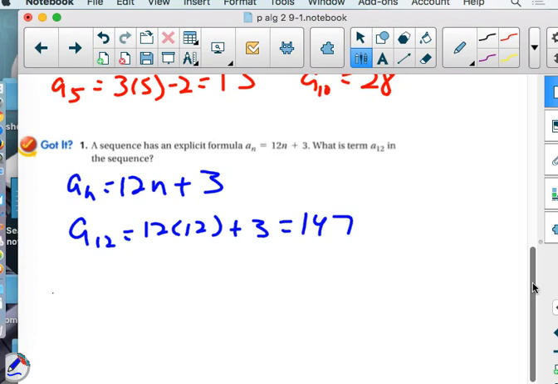That's what's great about explicit formulas. I don't have to go back and look at what the first term, second term, third term, fourth term was to get my answer. If they said find the 2000th, I'd be really mad if I had to go back and do 1, 2, 3, 4, 5 all the way down to that. So explicit formulas are great because we can get what we need right away.